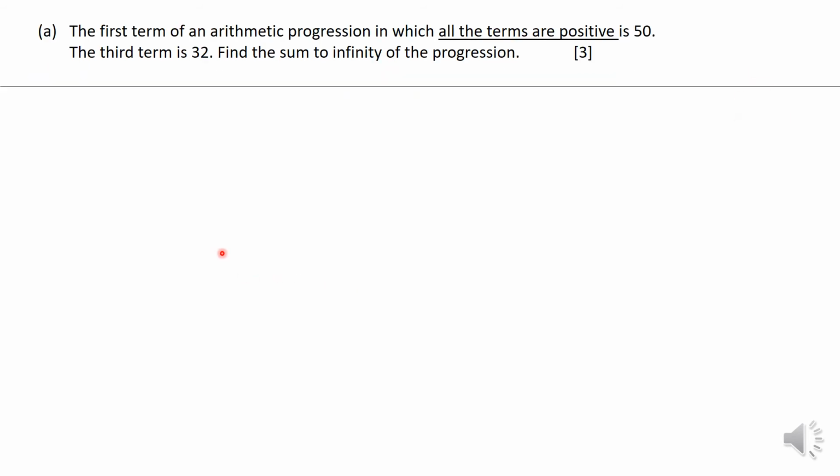Right, so let's do the first one. I know it's a GP, and from that I know the first term is 50, and I also know that the third term is 32. You know the general formula for a GP is ar to the power n minus 1. So my first two equations I can create from this information are a is 50, and ar^(3-1) is equal to 32.